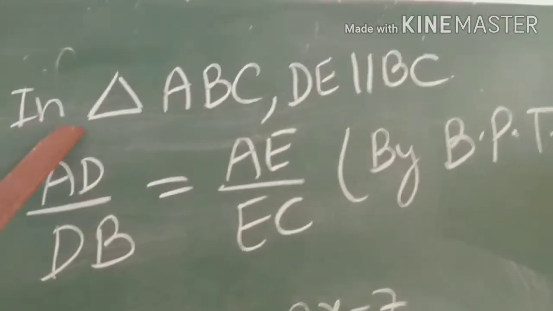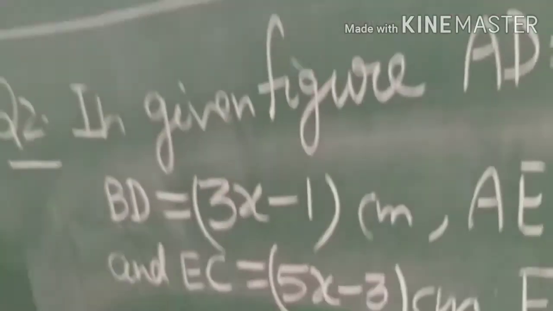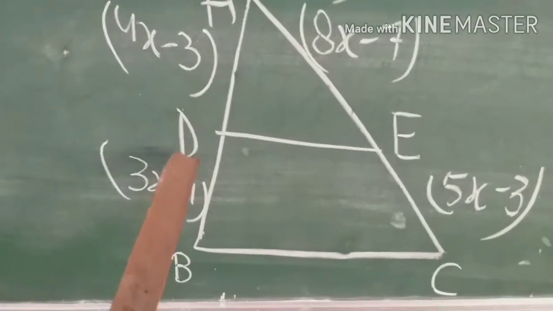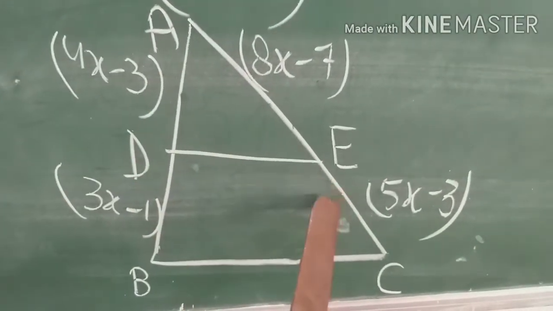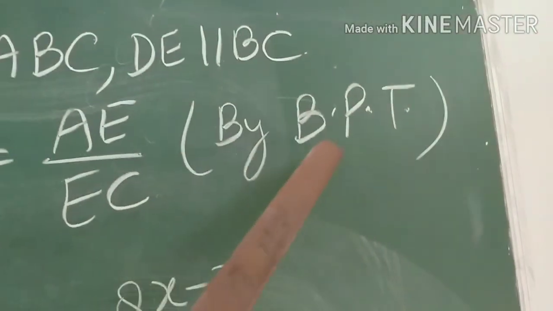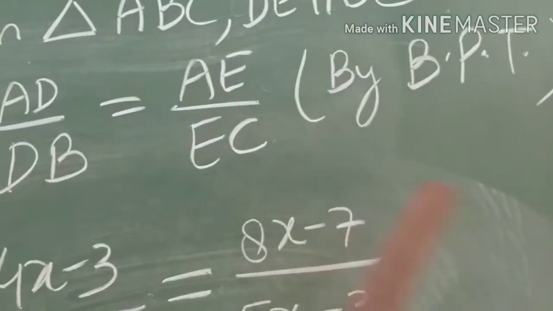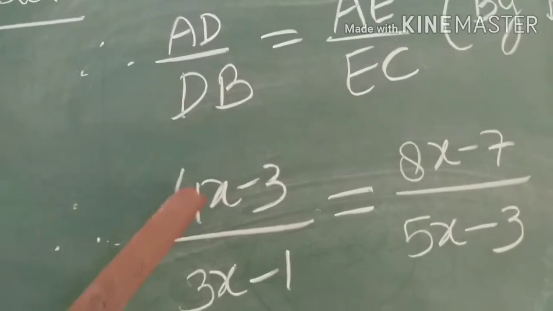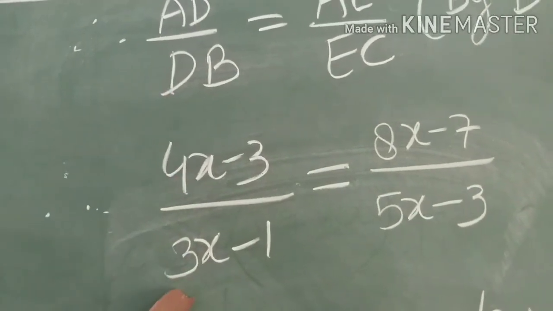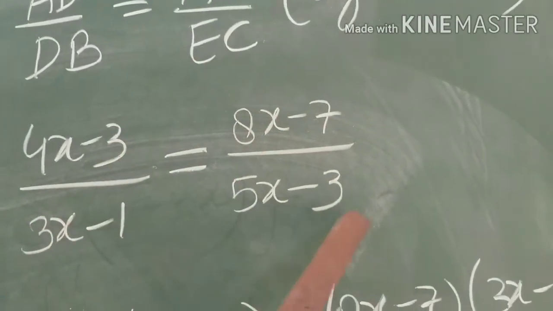Okay students. So in triangle ABC, DE is parallel to BC. Again, we can use BPT here. AD upon DB equals AE upon EC. Let us put the values. In bracket we can mention by BPT, basic proportionality theorem or Thales theorem. So AD value 4x minus 3, DB 3x minus 1, AE 8x minus 7, EC 5x minus 3.